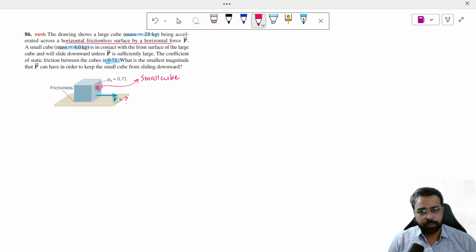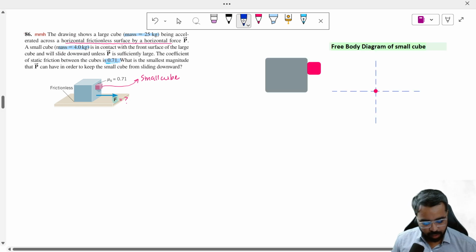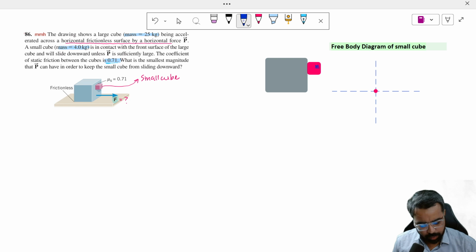To find this force, the first step is to draw a free body diagram. In the free body diagram we will try to find which force is preventing the smaller block from falling down. So let's draw the free body diagram. We assume that this is a small m, the smaller mass, and this is the larger mass. The weight will be downward, mg, which is the earth pulling it down.